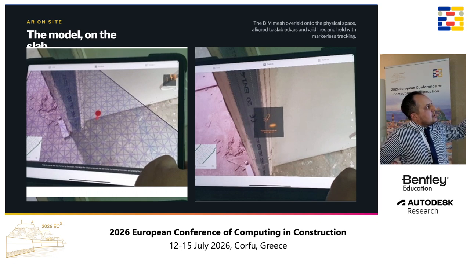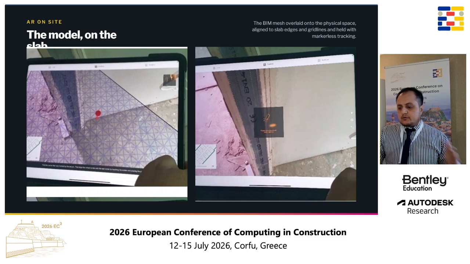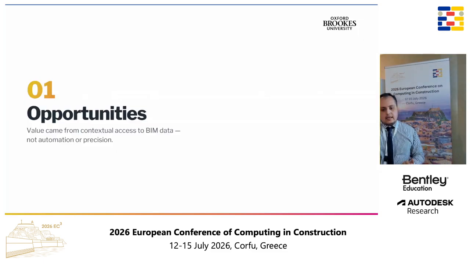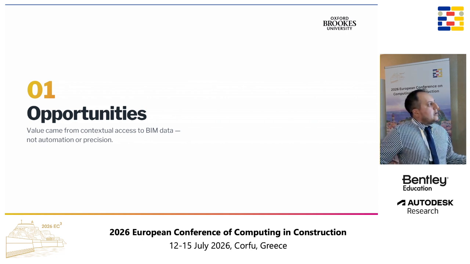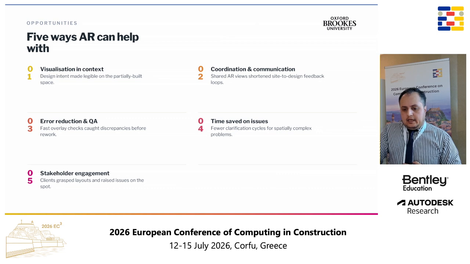And this is how it was located on site. You scan the mesh or the surface of a partially built site, and you can then manually coordinate and calibrate based on features such as a slab edge, for example, or guidelines or markers you can put on site. By doing this exercise, the opportunities we observed in relation to using live BIM data with AR on a live project site were that it was easy to visualize in context.